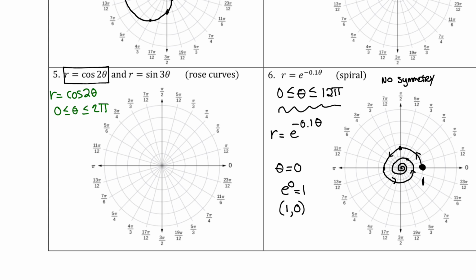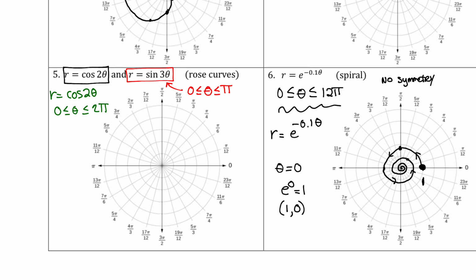And what restriction did you guys get for the sine value? Zero to pi. Is that because every time I have a sine involved here, I only go 0 to pi? And a cosine, I go 0 to 2 pi? Is that what's happening? Well, let's see. Cosine of 2 theta. What is that picture?